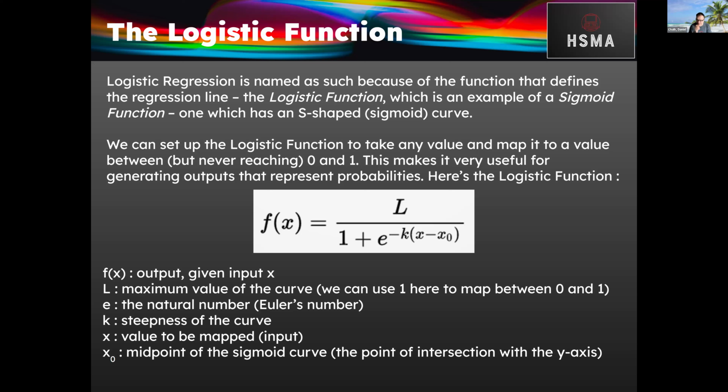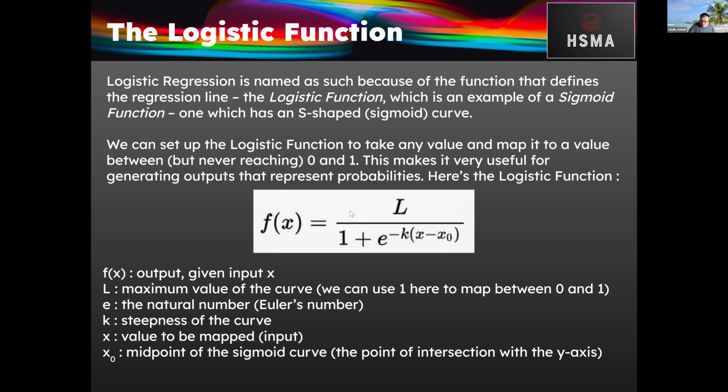Now, we can set up a logistic function to take any value and then map it to a value between two limits, but never reaching them. And very commonly, those two limits are 0 and 1 for a lot of what you're doing, but they don't have to be. You can use a logistic function to map between other limits, but it's commonly used between 0 and 1, and that makes it particularly powerful for generating outputs that can then represent probabilities. So we end up with an output between 0 and 1, and that represents a probability of something belonging to either this class or this class.